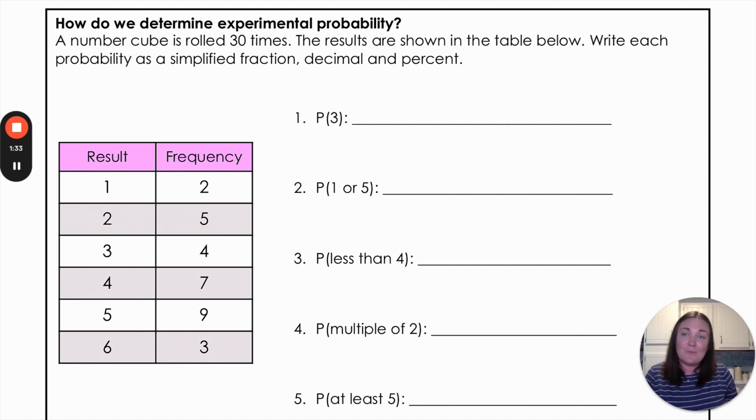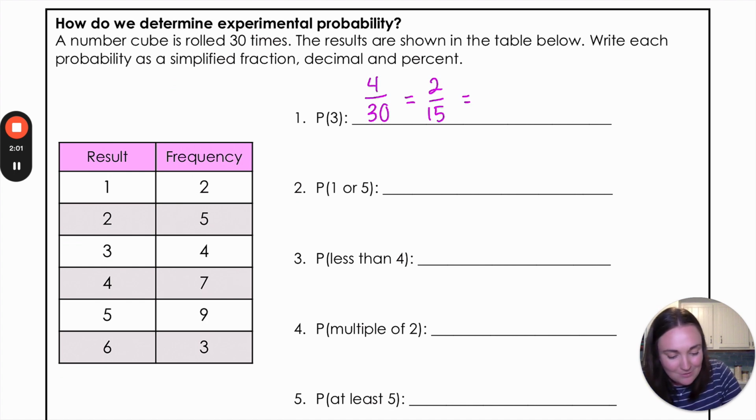So we're going to write each probability as a fraction, decimal, and a percent. So again, this first one means the probability of getting a 3. Well, we rolled a 3 4 times. And that 4 is 4 out of 30 because we rolled the number cube total 30 times. So that 4 out of 30 again can be simplified. We can divide the top and the bottom by 2. So that's going to give us 2 out of 15. And when we divide that, we get about 0.13 or 13%.